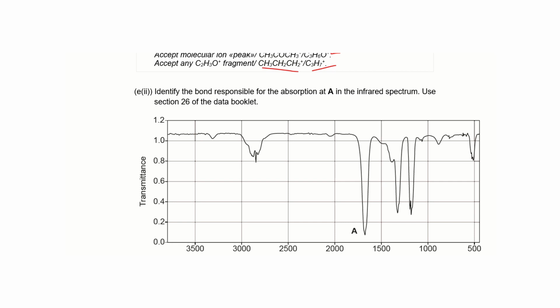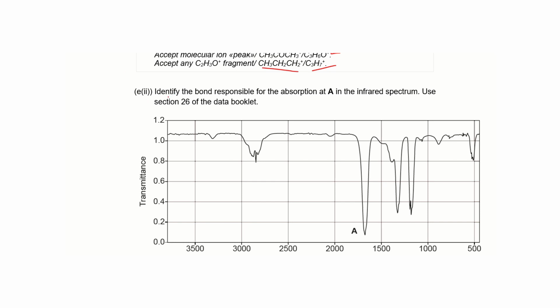And it also goes on to explain what I cannot penalize you on as an examiner. So I do not penalize missing charge. So if you forget to write the charge, remember that when we're talking about the mass spec, they have to be positive ions. And I can accept molecular ion peak, which is this one. If you know from what you have that this is going to be the molecular ion, then you can talk about this. And you can accept any C2H3O plus fragment, which is either this or this.